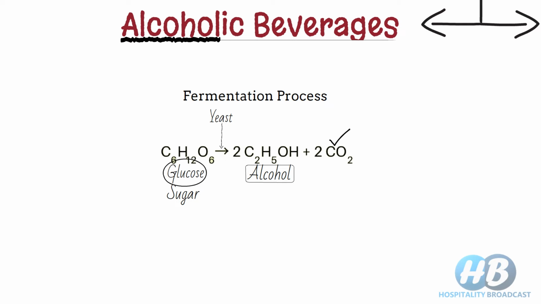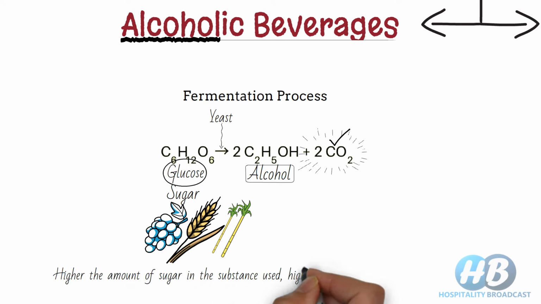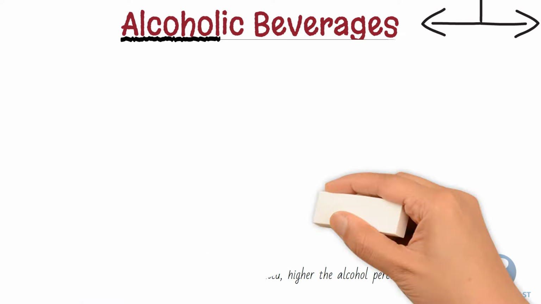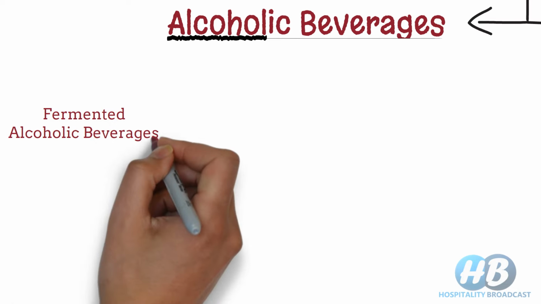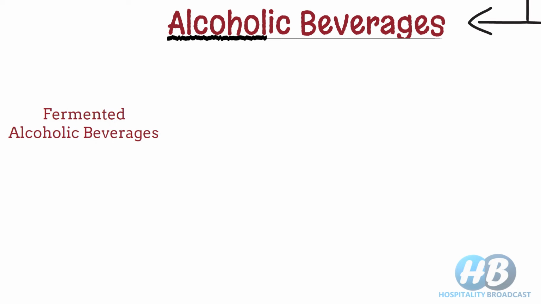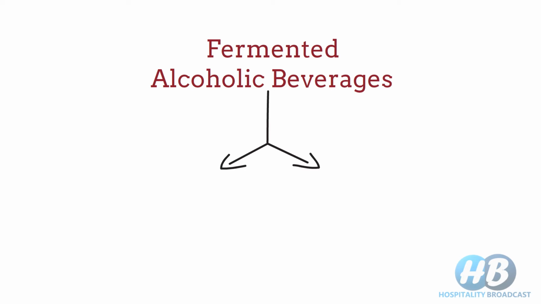The sugar or glucose can be obtained from substances such as fruits, cereals, molasses and other plant extracts. Higher the amount of sugar in the substance used, higher the alcohol percentage in the fermented beverage. So that's how we get our fermented alcoholic beverage. That is our first type of alcoholic beverage. Fermented alcoholic beverages are further classified into two categories, wine and beer.